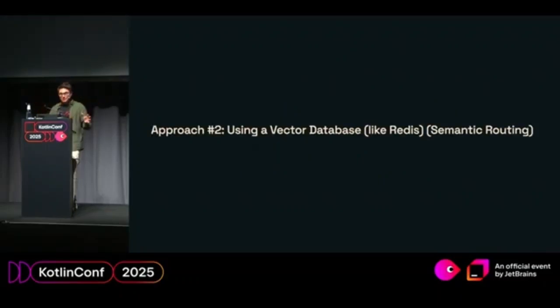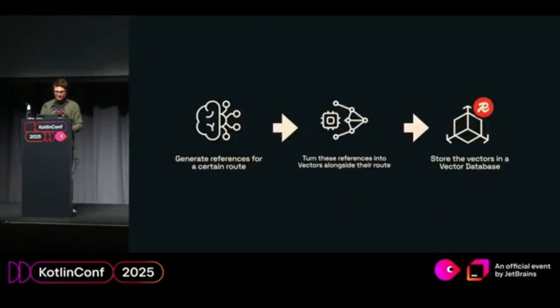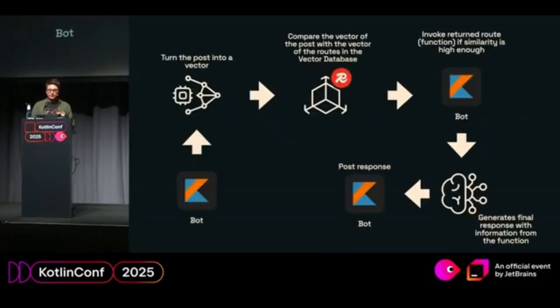And that's actually approach number 2, sorry, which is using a vector database like Redis and doing semantic routing. So in this case, we're going to do something very similar to the filtering part. We're going to come up with some references, which we're going to vectorize, insert into Redis, alongside the route itself, so which route it should call, and also a minimum threshold, as you're going to see later on.